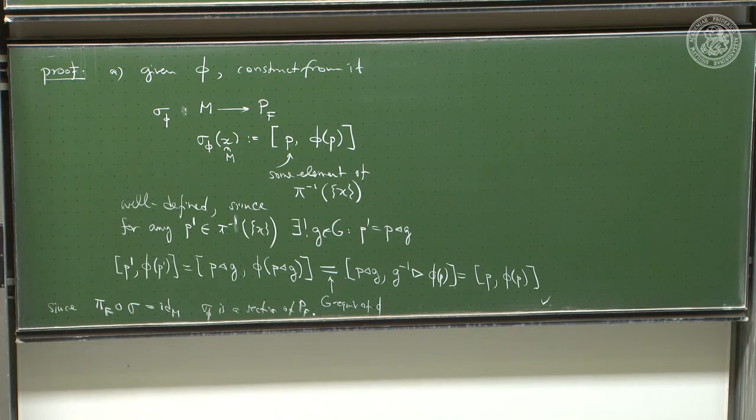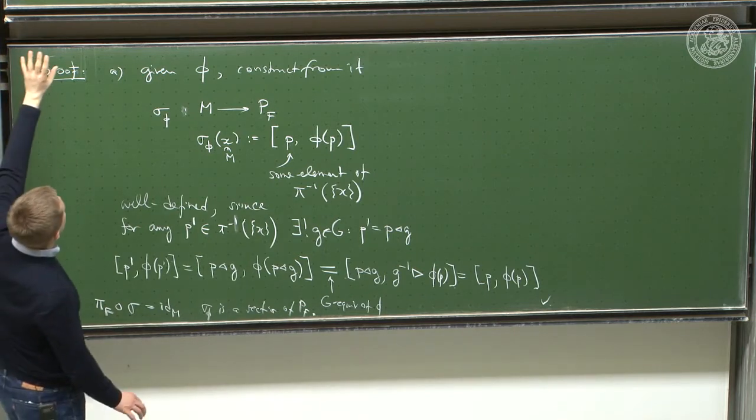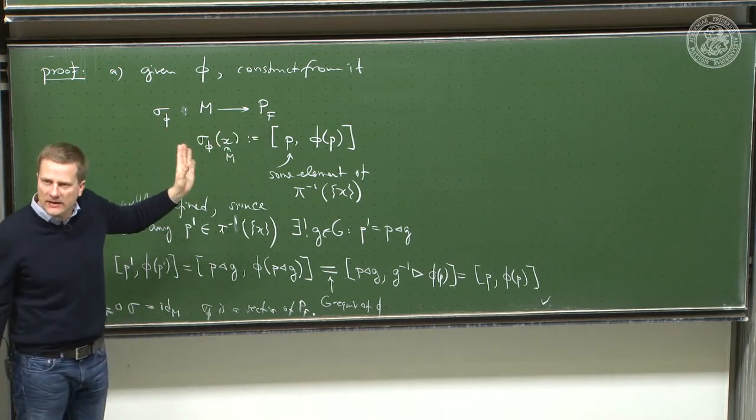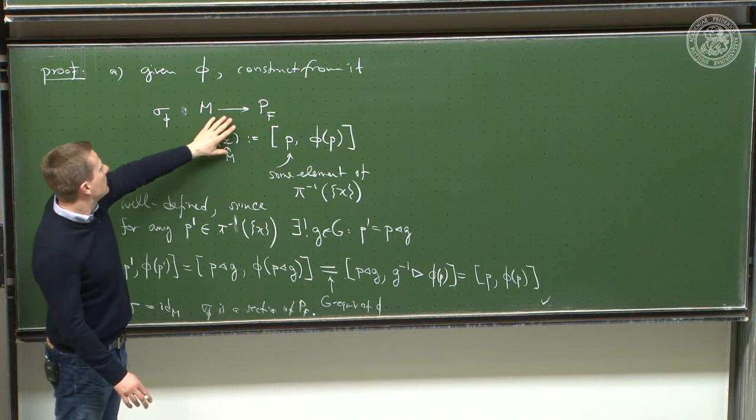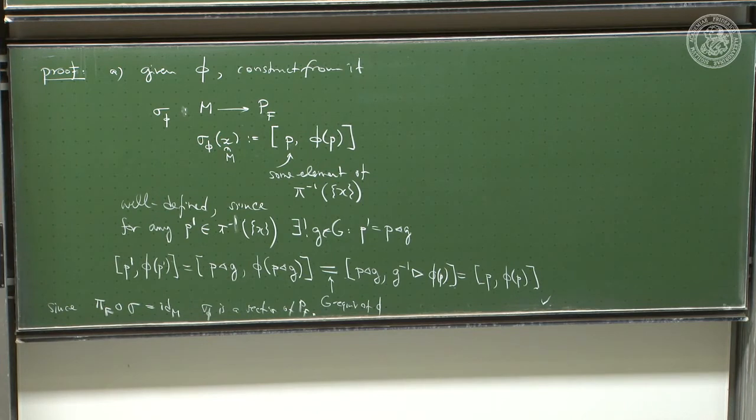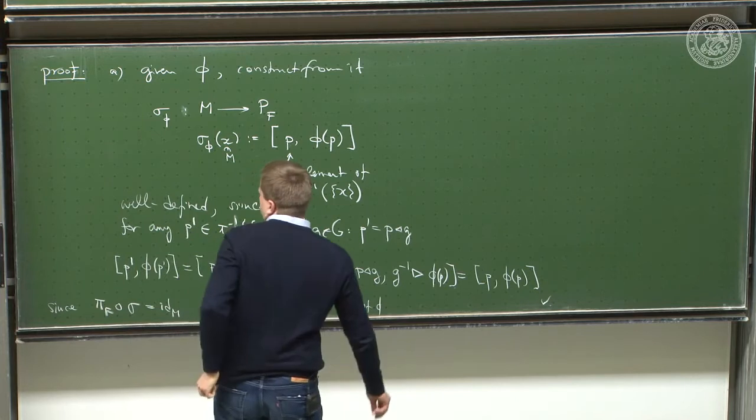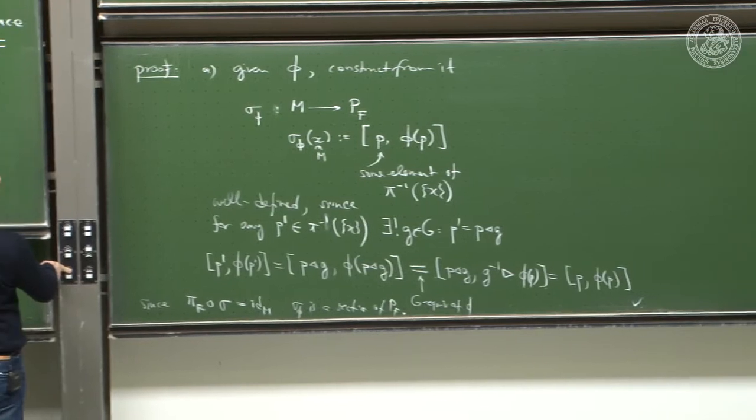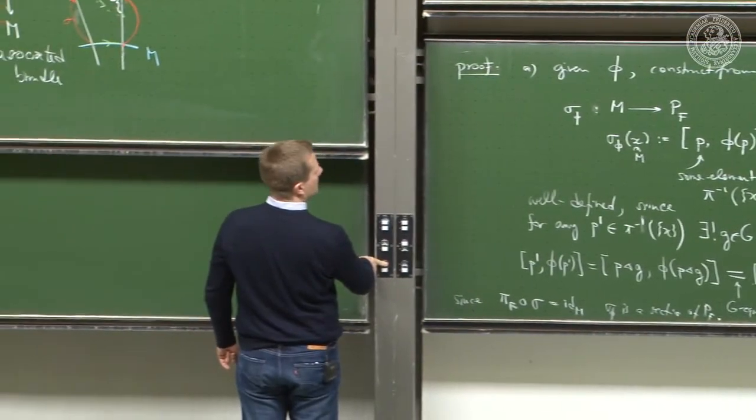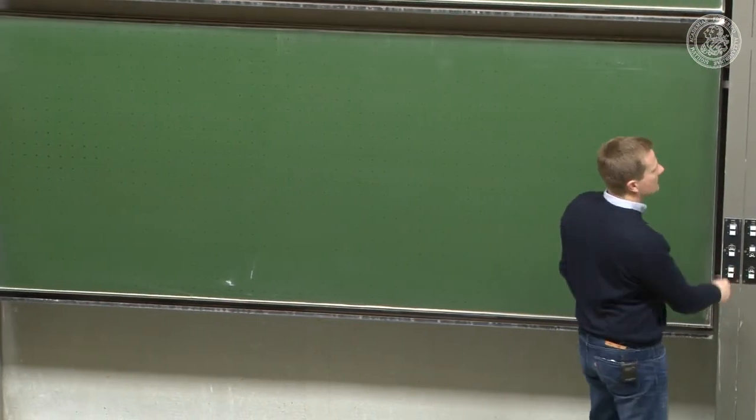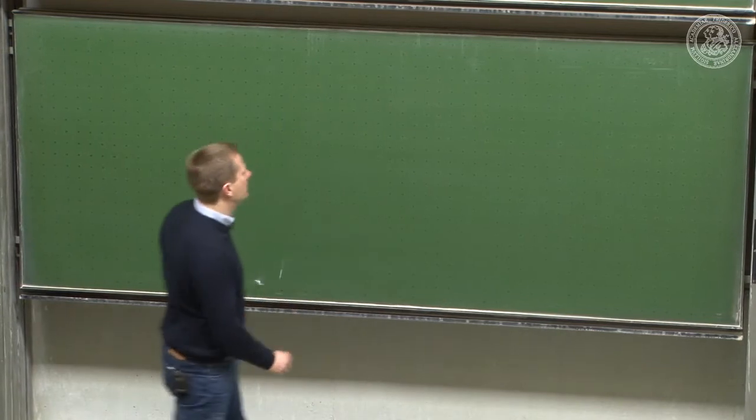So given a G-equivariant function on the principal bundle total space, we construct in this way, and there may be other ways, but this is the way we're going to need, a section on the associated bundle. That's one direction. Now we go the other way. We first construct the two maps, and in the end we have to show that really no information is lost by going back and forth.